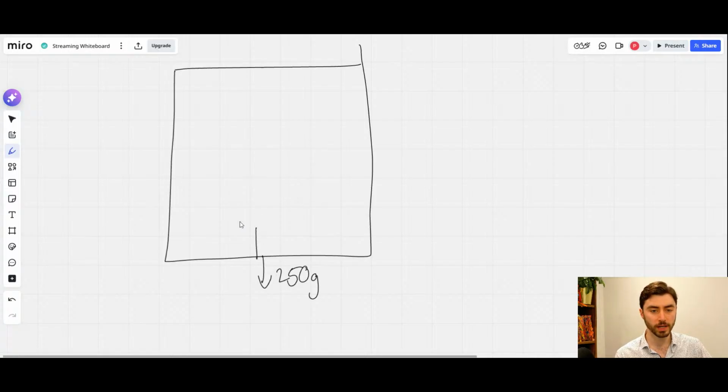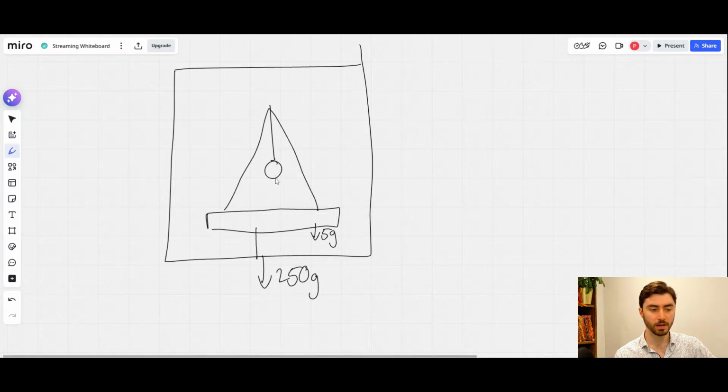It is supporting a platform of 5 kilograms. And on this platform is a rig which is supporting a mass of 1 kilogram. Okay. So this is a bit more complicated to see how the forces are feeding through, what's affecting what. And again, I'm going to have to simplify it to make it solvable.